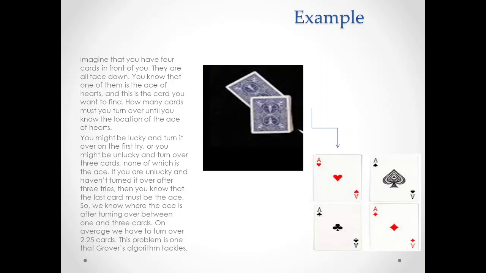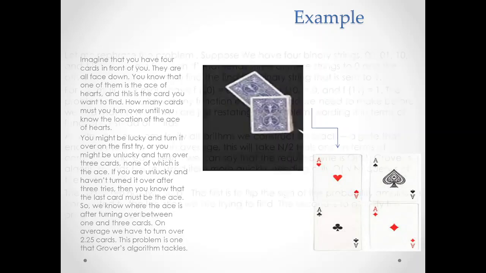So if we are unlucky and haven't turned it over after three tries, then we know the last card must be the ace. So we know where the ace is after turning over between 1 and 3 cards. On average, we have to turn over 2.25 cards. And this is the problem that Grover's algorithm tackles.